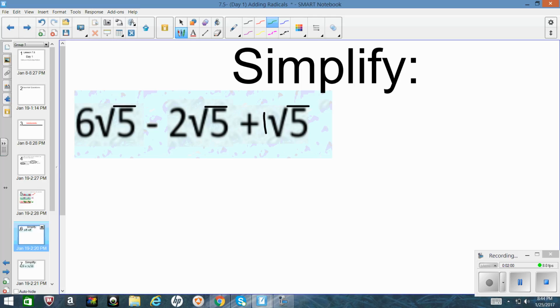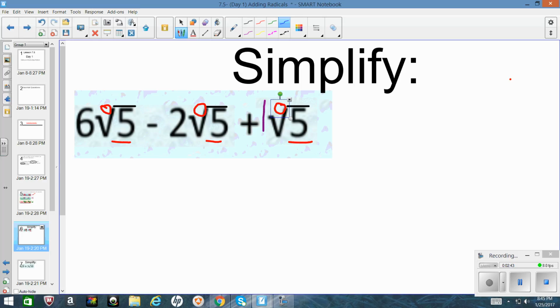Let's look at my first example. I have 6 square root of 5 minus 2 square root of 5 plus just the square root of 5. I can put a 1 there because the square root of 5 is the same as 1 square root of 5. The first thing we need to check: do we have the same indexes? We do, because there's an unwritten 2 here, here, and here, so that's good. Then we need to see, are my radicands the same? And they are. That means they are like terms, so I can add or subtract.